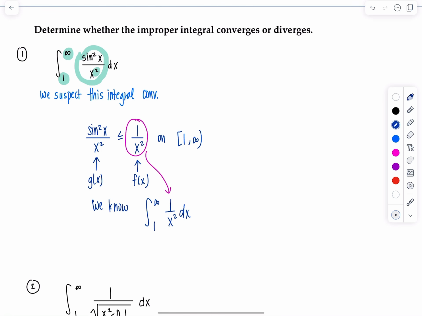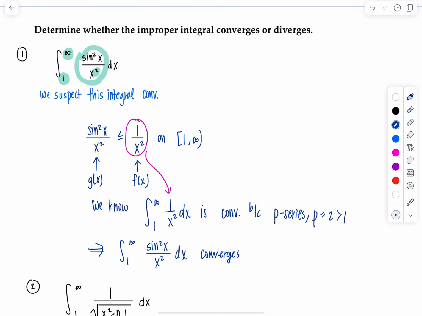What do I know about this integral? I know this is convergent. Justify why. Don't just go putting blatant statements on your paper, because it's a p-series. P equals 2, which is greater than 1. So therefore, I already showed the desired inequality. My function sine squared x over x squared is smaller than 1 over x squared, so the improper integral from 1 to infinity of that function also converges by comparison. And that's it. How nice.